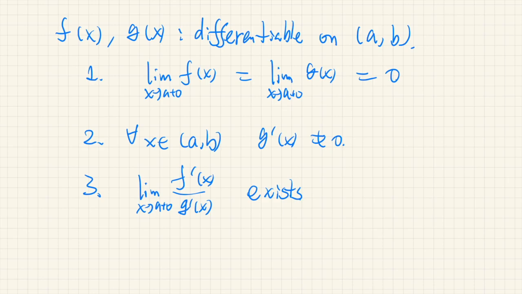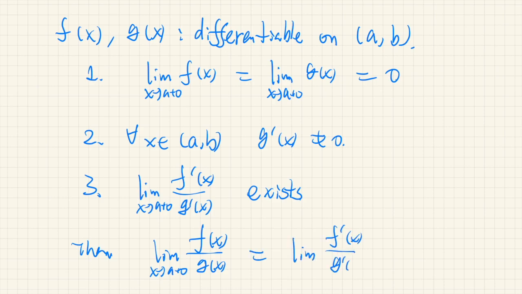Then we have this limit: f of x over g of x as x goes to a from the right is equal to the limit of f prime of x over g prime of x as x goes to a from the right. So this is the theorem. And so, these two functions are only required to be differentiable on this interval. So we don't care about their values at exactly x equal to a or b. We only care about the limit here.